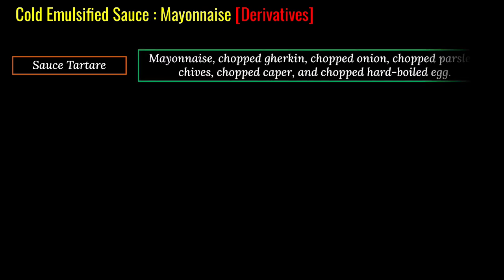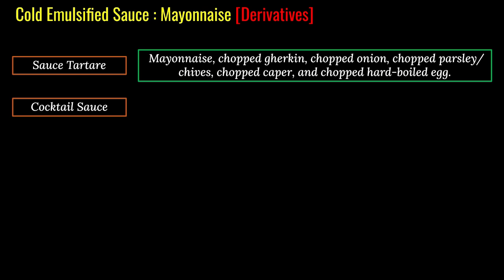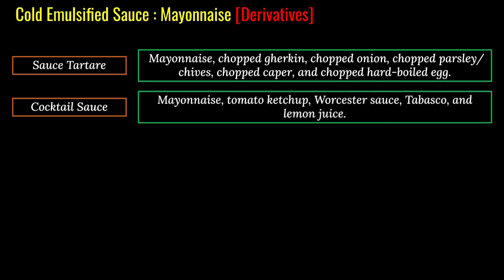Sauce starter. It is a combination of mayonnaise sauce, chopped gherkin, chopped onion, chopped parsley and chives, chopped caper, and chopped hard-boiled egg. So in the mayonnaise sauce, if you add all these ingredients, it will be named sauce starter. Another one, cocktail sauce. There is a mayonnaise sauce mixed with tomato ketchup, Worcestershire sauce, Tabasco sauce, and lemon juice. Once you mix these with mayonnaise, it becomes a cocktail sauce.